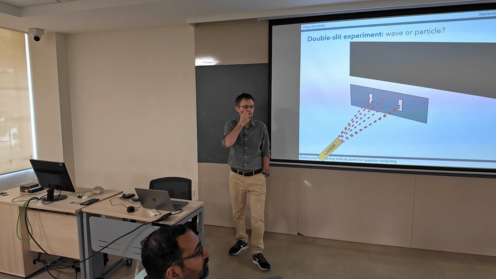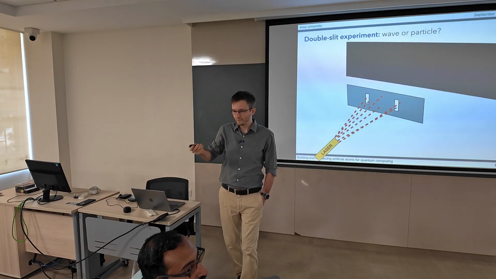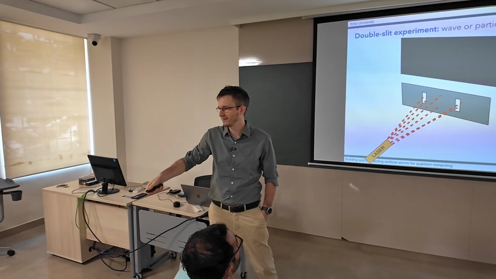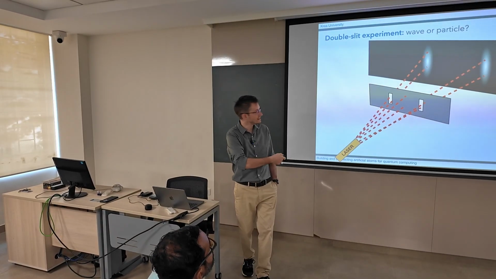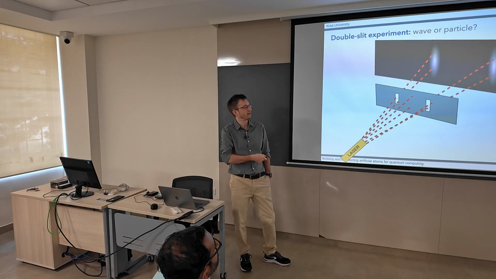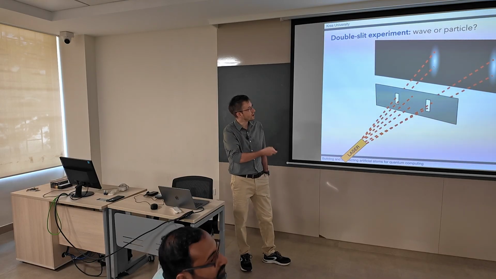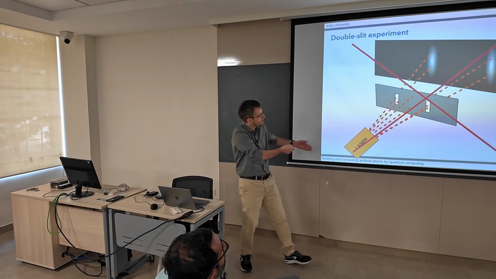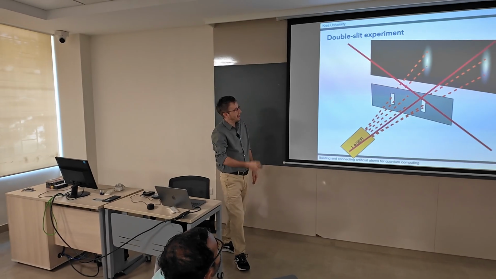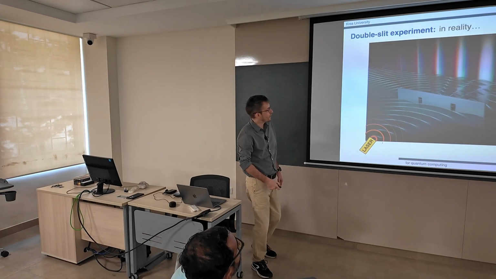Any ideas? Yep. So you mean something like this? Yeah, so that would be what happens if light was a particle, right? But the point is this is not what happens. This is what you would have guessed: the rays go through and they just form the same pattern on the wall. And the point is, instead what happens is this.